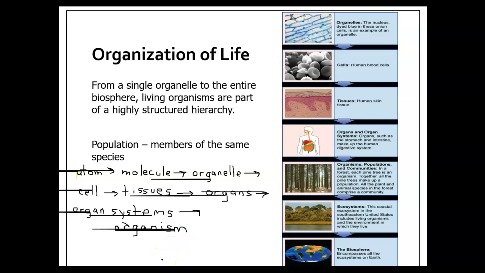But anyway, I apologize for that, but just to make sure you know, it says atom, molecule, organelle, cell, tissues, organs, organ systems, and organism. And then if you come over here, you can keep going with the level of complexity. You would go from the organism to populations, communities, ecosystems, and then to the biosphere. So those are the levels of organization in order, from simplest to most complex.